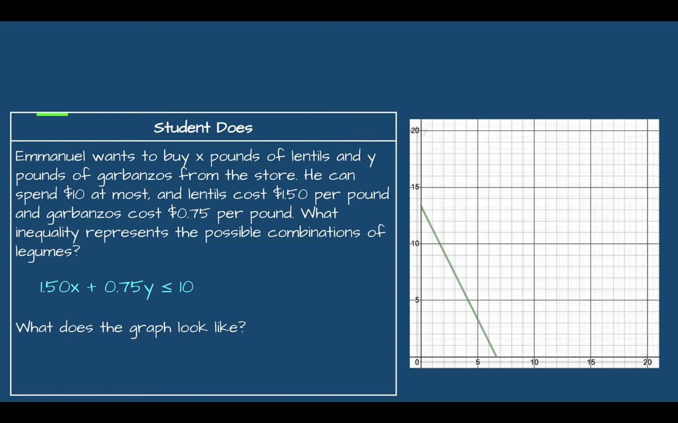Your graph, the line would have looked like this. It is a solid line and shaded below. And again, anything in the shaded area or on the solid line works as a solution, or a possible combination for lentils and garbanzos that could work for this situation.